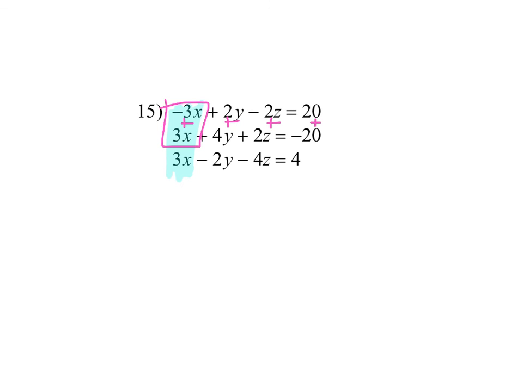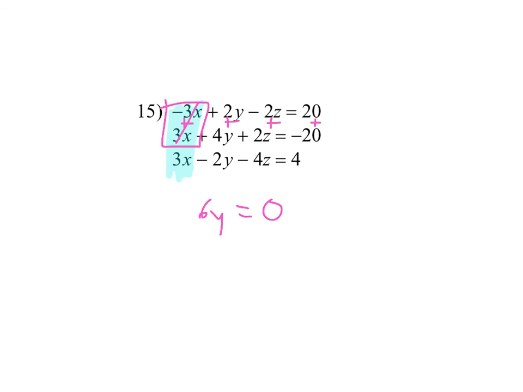So what's negative 3x plus 3x? What happens to our x's? Cross out. What's 2y plus 4y? 6y. And what is negative 2z plus 2z? 0. So 6y is equal to, what's 20 minus 20? 0. 6y is equal to 0.